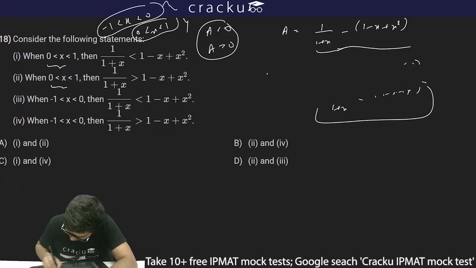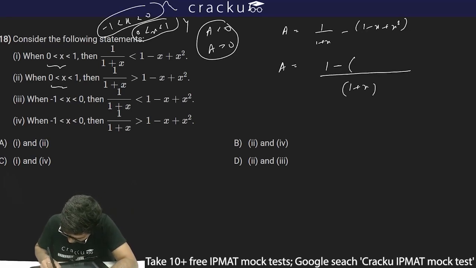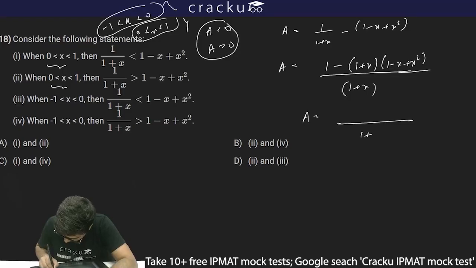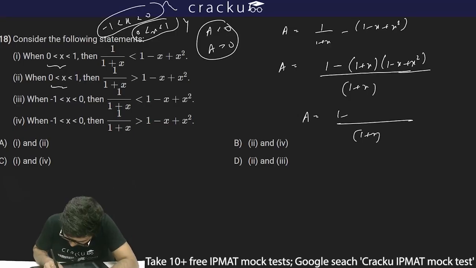So for that, what we can do is just solve this a. So a will become, I can take 1 plus x as LCM. So 1 minus 1 plus x into 1 minus x plus x square, over 1 plus x. So a is equal to 1 minus, this is a plus b into a square minus ab plus b square, where a is equal to 1 and b is equal to x.